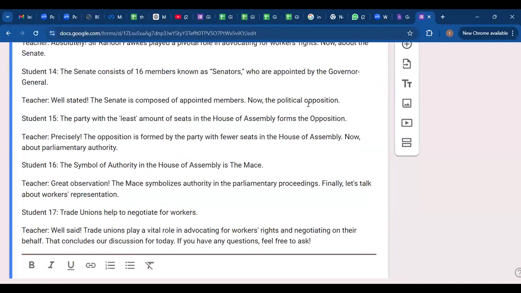Now the political opposition. Student 15, the party with the least amount of seats in the House of Assembly forms the opposition.